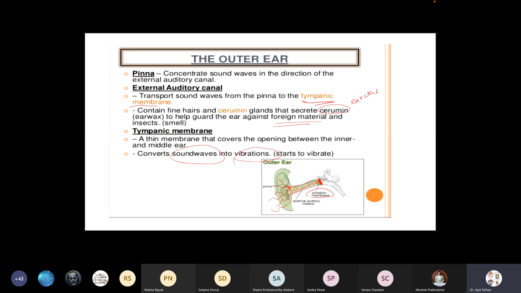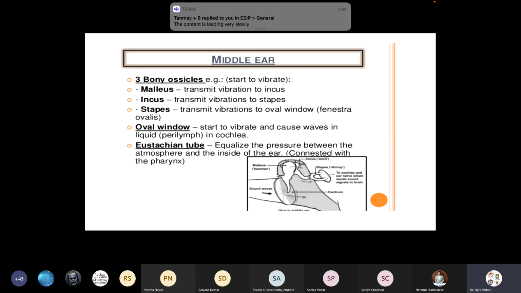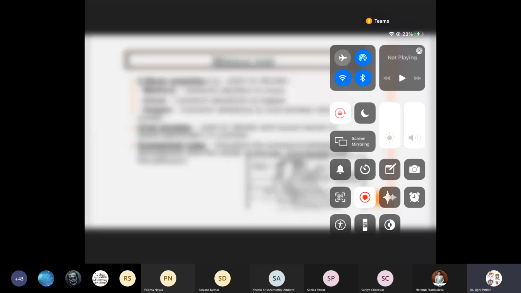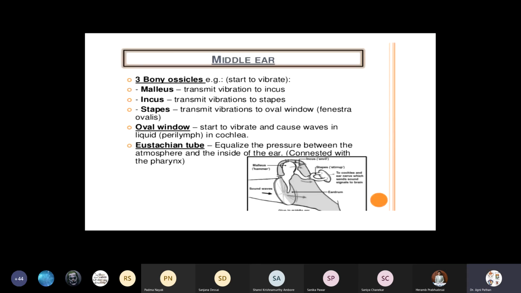So you have middle ear. The middle ear has three bony ossicles. Then can you see the screen now? No. So the main function of the middle ear is to convert the sound waves into vibrations, right? There is a malleus, incus, and stapes. Malleus transmits vibration to incus, incus to stapes, and stapes transmits these vibrations to the oval window. That oval window is called fenestra ovalis. Please write down.